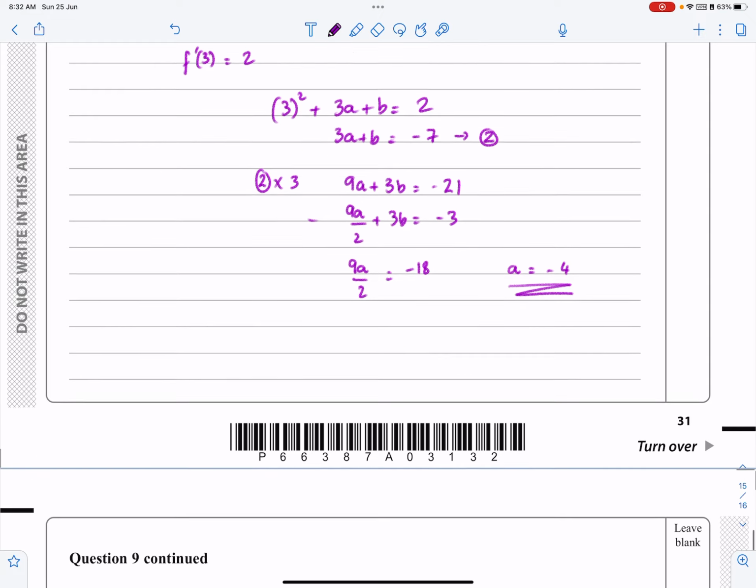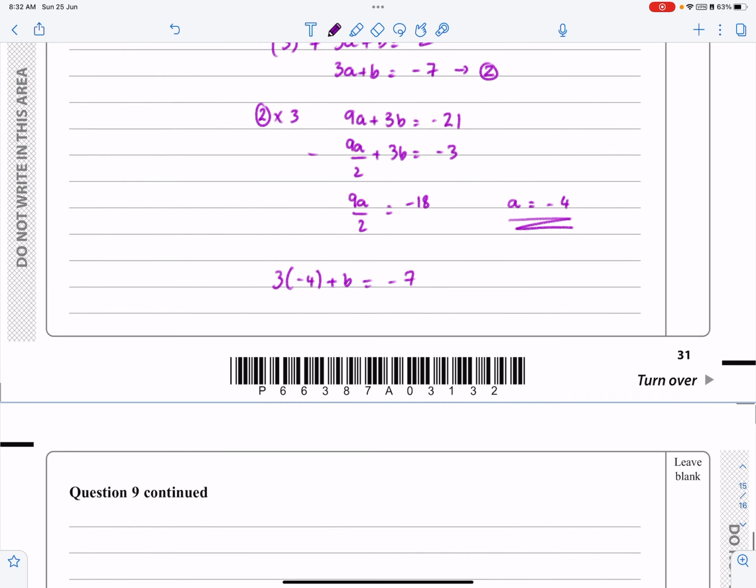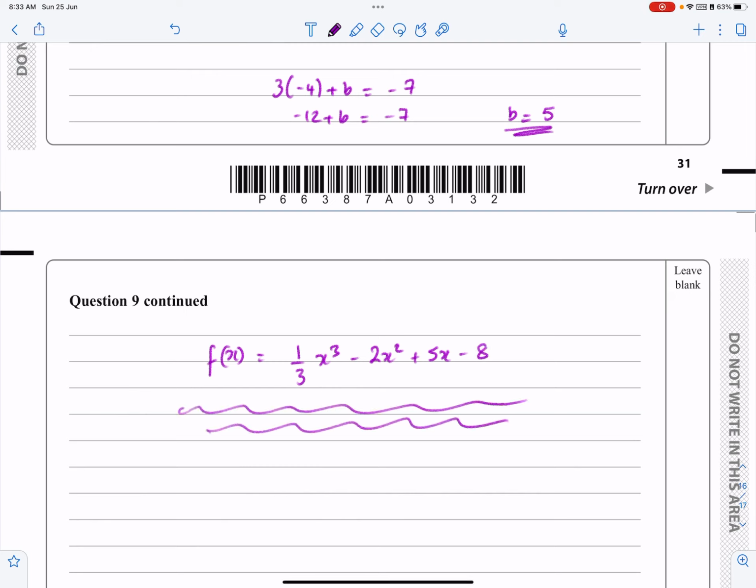If that's true, we get 3a plus b is equal to -7. So 3 lots of -4 plus b equals -7. -12 plus b equals -7. Gives me b works out to be equal to 5. So my final answer for f x is a third x cubed minus 2x squared plus 5x minus 8. Okay, hopefully that makes sense.